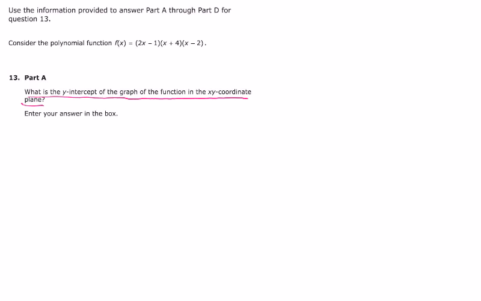Alright, so y-intercept, all we do for y-intercept is set x equal to 0, right? So that's what y-intercept means, is we set x equal to 0. Okay, so what I'm going to do is plug in 0, which means I'll plug in 0 here, here, and here.